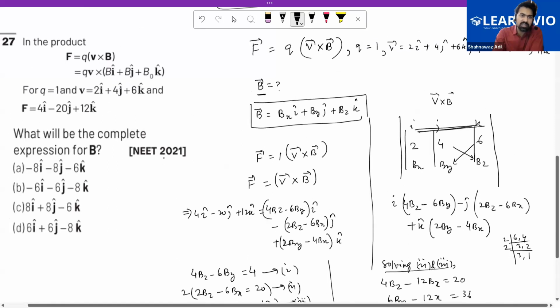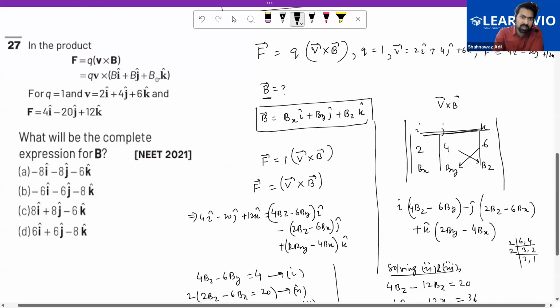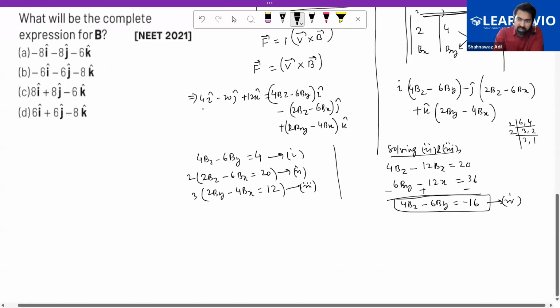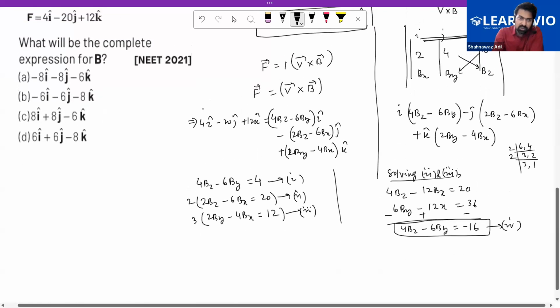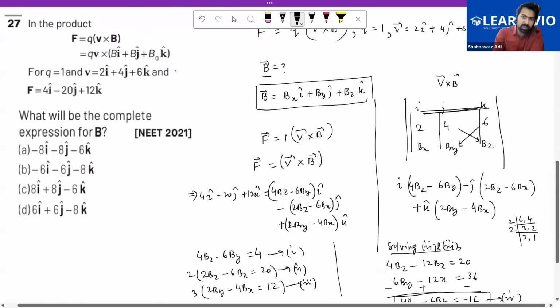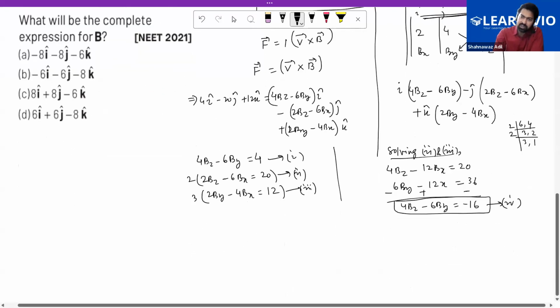Did I make any mistake in this one? So this was B, B, and B naught, right? So if we write B, B, and B naught, you see that Bx and By they are equal. In here they have given that Bx and By are equal. So Bx equals to By. This is given. So we can write that in here.